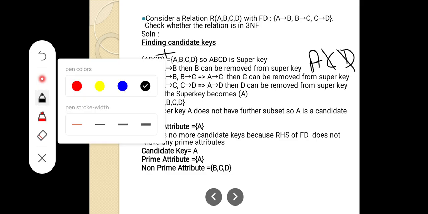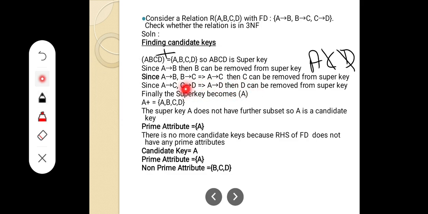If you want to confirm whether it is a super key, you just take the closure. The closure should contain all the attributes. Closure of A is what? First value is A. Second, A determines B, so B. B determines C, so C. C determines D, so A, B, C, D.